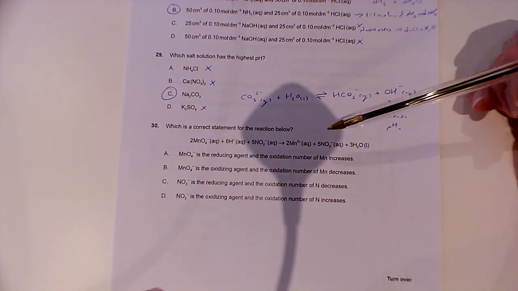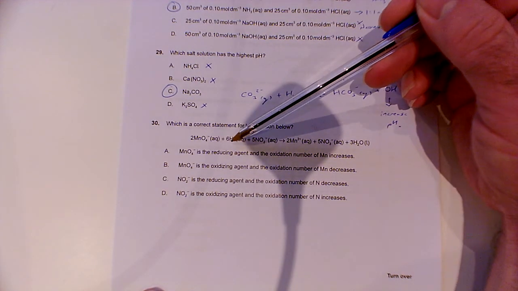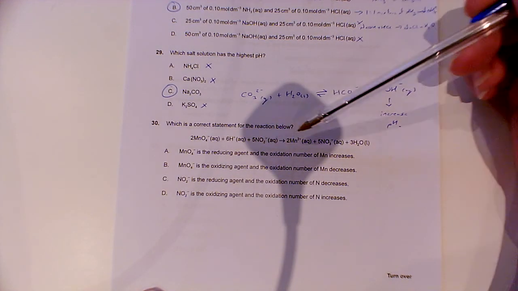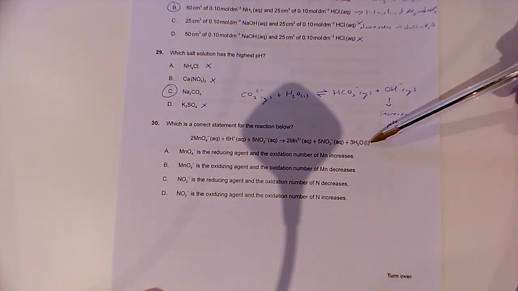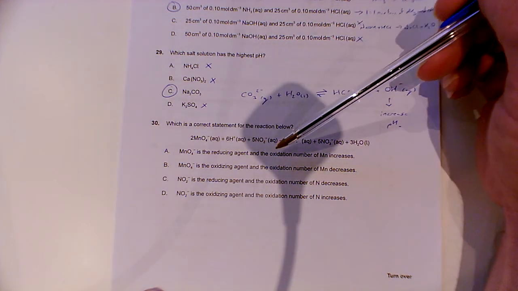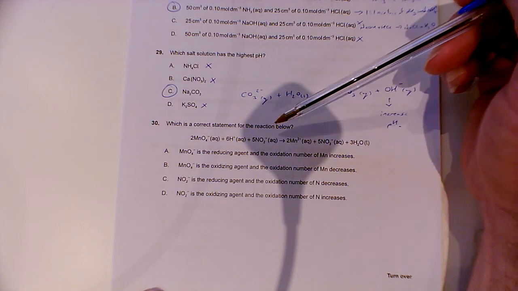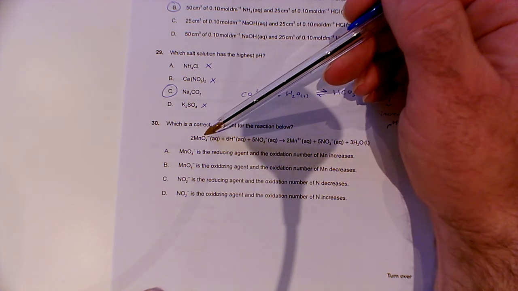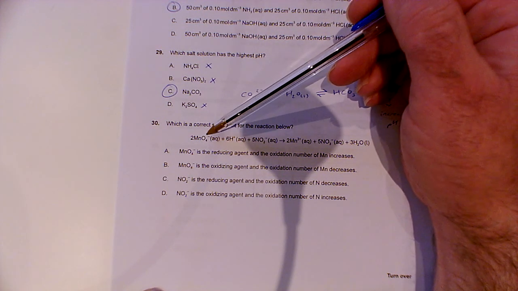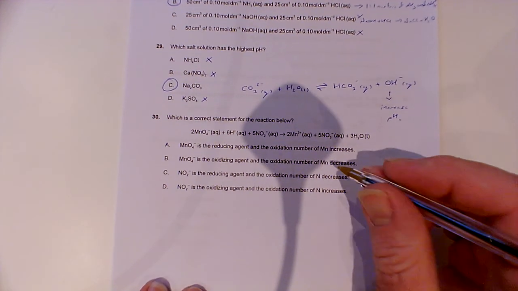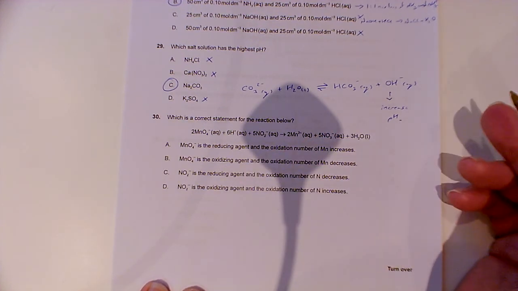Number 30, so we're on to redox. So we've got 2 permanganate ions, hydrogen ions as acid, nitrite ions, and then they're creating manganese 2+, nitrate and water. So we've got to identify the reducing and oxidizing agent and what's going on with the oxidation numbers. Where you'll save yourself a bit of time, remember, is that permanganate is a very strong oxidizing agent. So if you remember that, you've already made your lives a bit easier here, in that it's probably acting as an oxidizing agent because it's a very strong one.